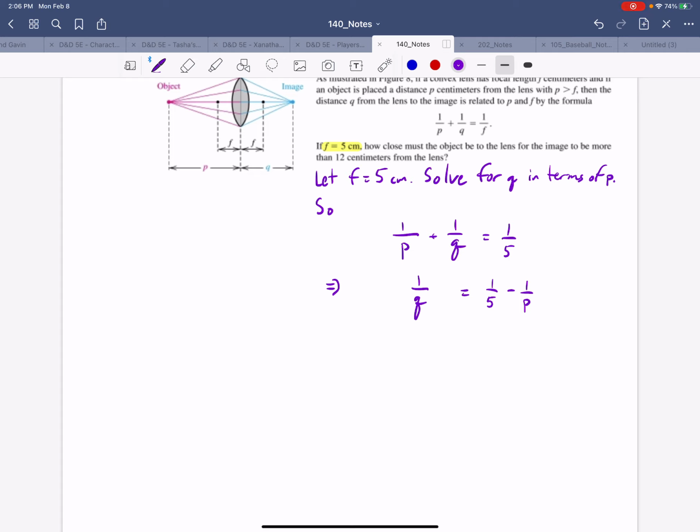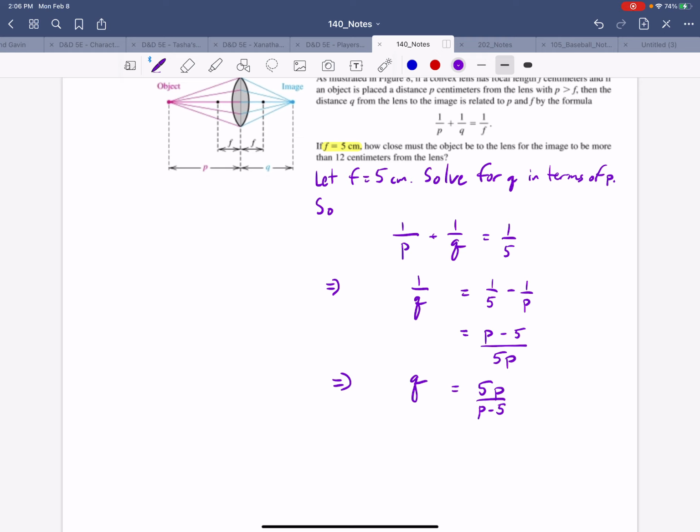And now what you could do is just flip the top and the bottom, but you can't quite do that because we're subtracting fractions. Well, we do know that 1 over 5 minus 1 over P is really P minus 5 over 5P. And that means that we can either cross multiply or just flip both fractions. So we have Q over 1 equals 5P over P minus 5. Okay, so we did what we wanted to do. We solved for Q in terms of P.